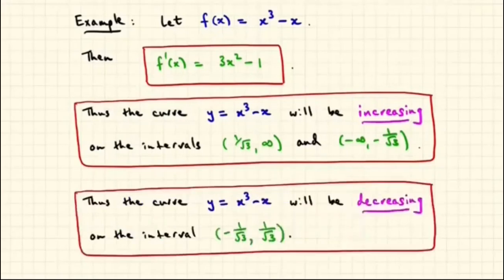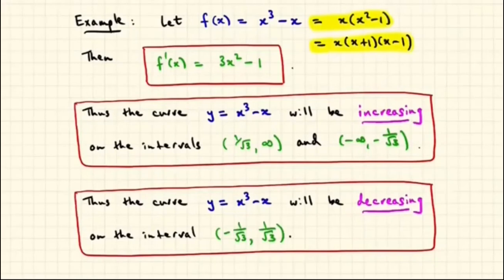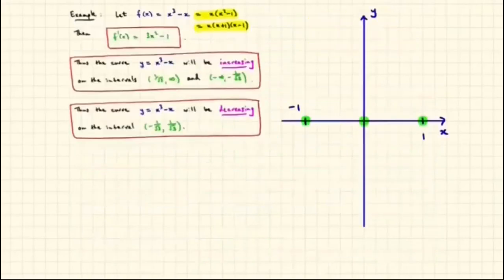Notice that the rule of f factorizes as x times (x plus 1) times (x minus 1). We're also aware of the importance of plus or minus 1 over root 3. So here's the curve crossing the x-axis at these points, as we noted before. Increasing for x less than negative 1 over root 3, and for x greater than 1 over root 3, and decreasing for x in between.